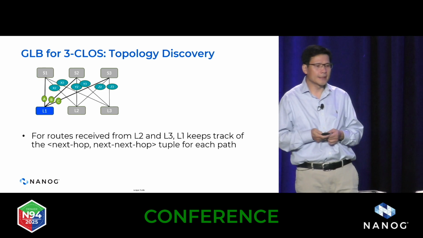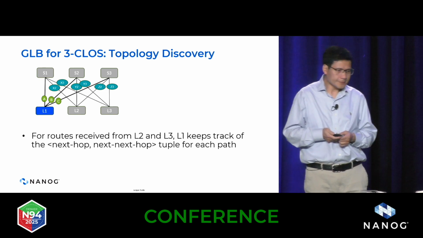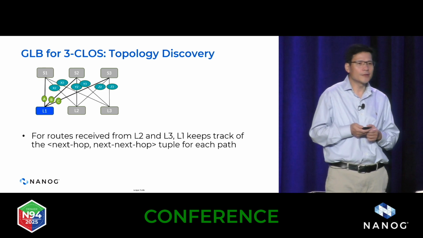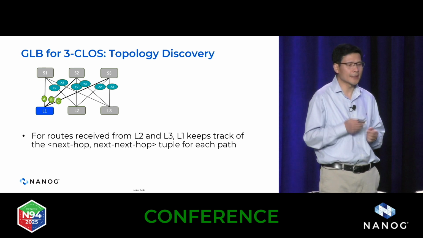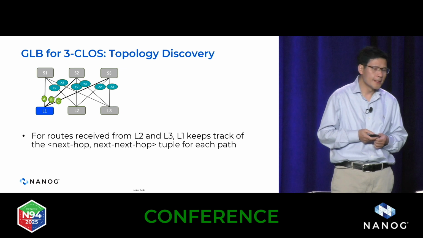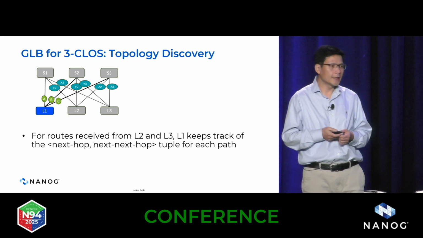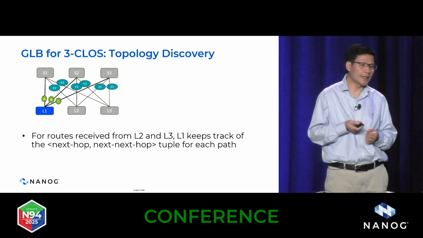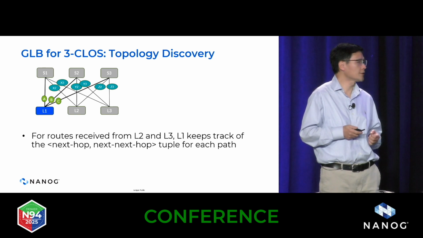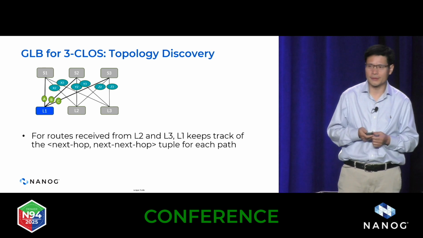First, let's see how the topology discovery for global node balancing is done in a three-stage CLOS network. In this diagram, we have three leaf nodes, L1, L2, L3, and then three spine nodes, S1, S2, S3.